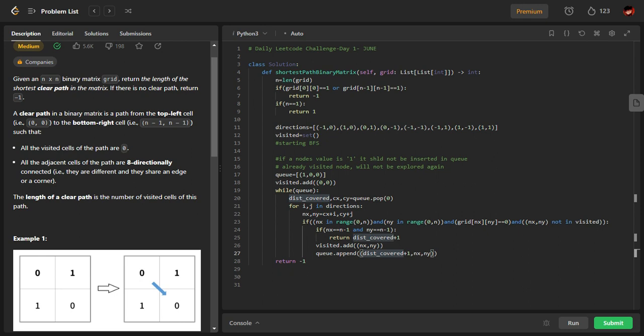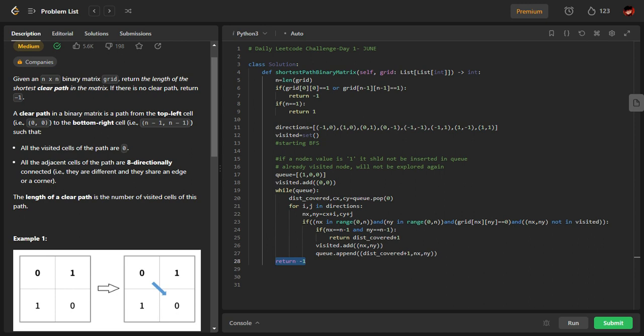So you can clearly see here this is the only return statement in this whole program. That means once we approach the last node, we will be returning the distance covered plus 1. If the whole loop ends and we do not get to the last node, that means there is no path possible till the last one, in the sense n minus 1 comma n minus 1. In that case we'll return minus 1.